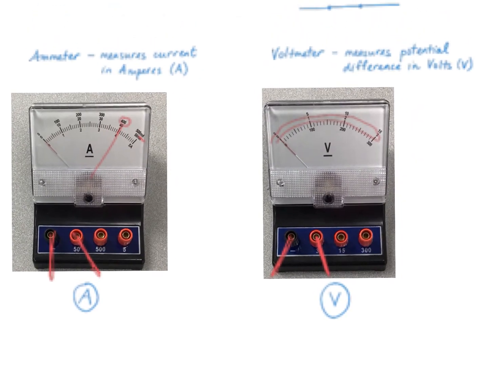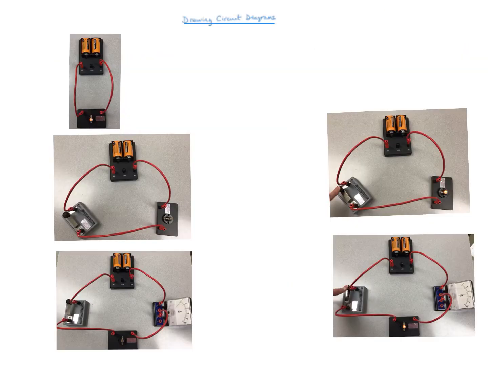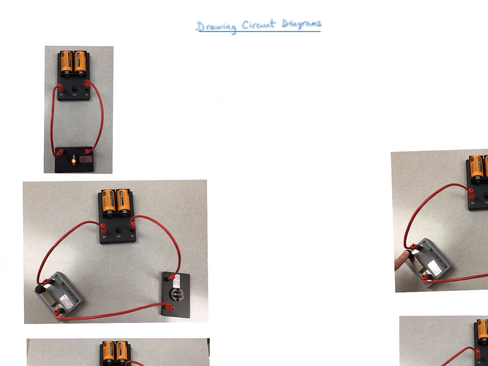Okay, so those are the components of the circuit, right? And the diagrams, the symbols that we use in the circuit diagrams. Okay, so in terms of drawing circuit diagrams, that's what this heading is here, drawing circuit diagrams. I've got some circuits built, and I've shown you what they look like with these photos. We're going to draw circuit diagrams beside each of these pictures.